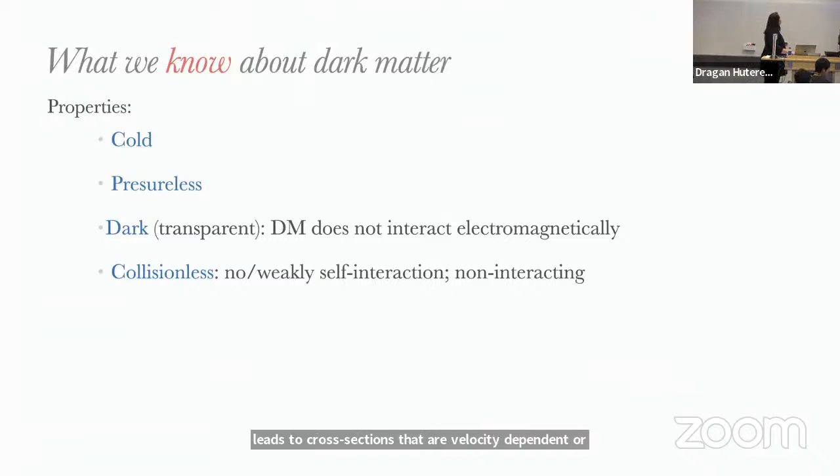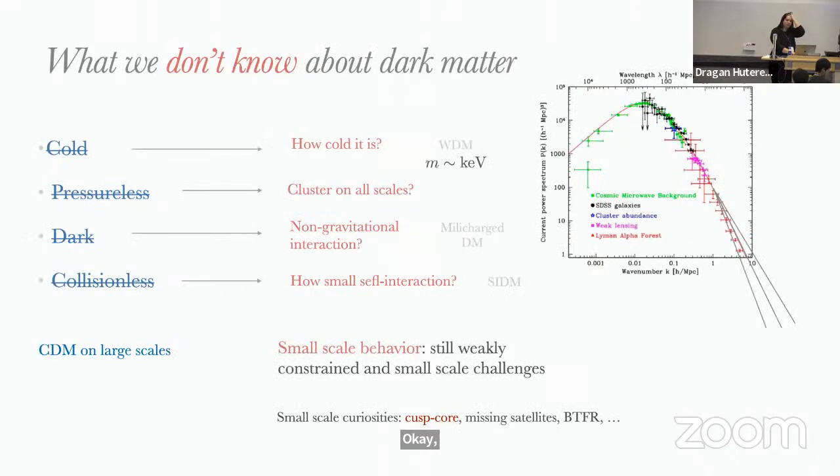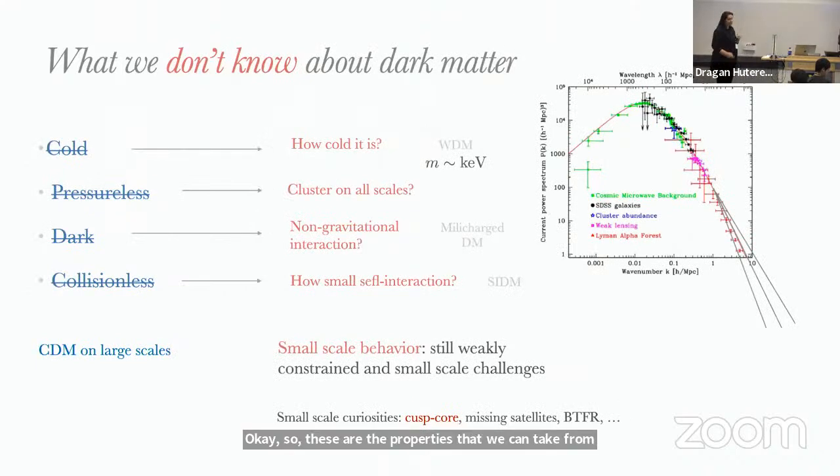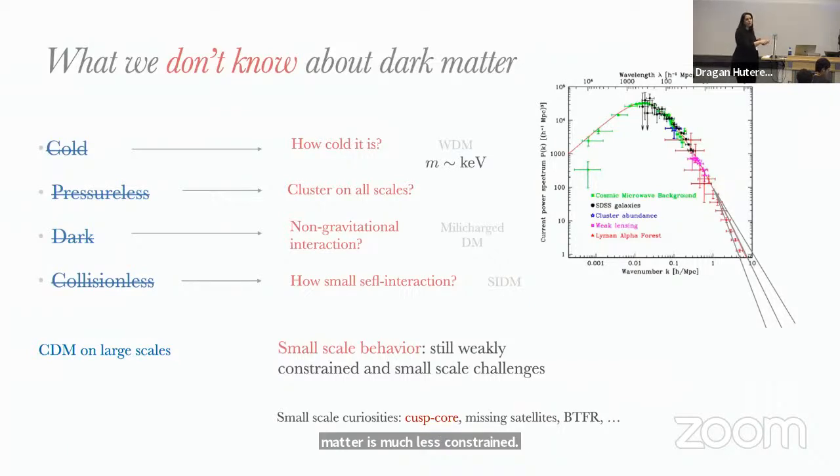Okay, so these are the properties that we can take from observations, right? But as we have been talking until now, we have good, really precise measurements until around 10 megaparsec inverse. So we know it has to respect this CDM description on large scales. But on small scales, the behavior of dark matter is much less constrained. So for example, after 10 megaparsec inverse, it could go to one of those lines, and we don't know how to constrain this well. We have measurements, of course, of galaxies and small structures, but those are not precise enough to tell us much about dark matter.